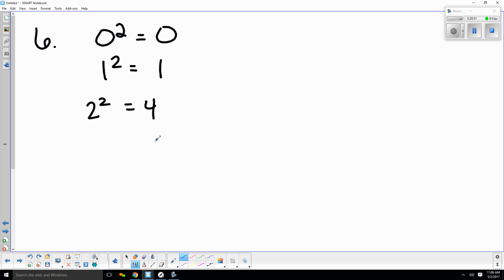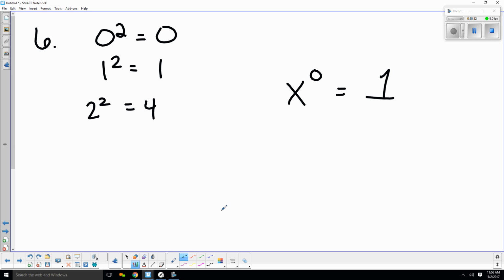Now, here's a trick question, and you may want to write this down. What is any number or letter to the 0 power? 1. Thank you, Molly. 1. Any number or letter to the 0 power is always 1. It's not 0, it's 1. Okay? And that's a trick question, because we want to put 0, but it's not. It is 1.